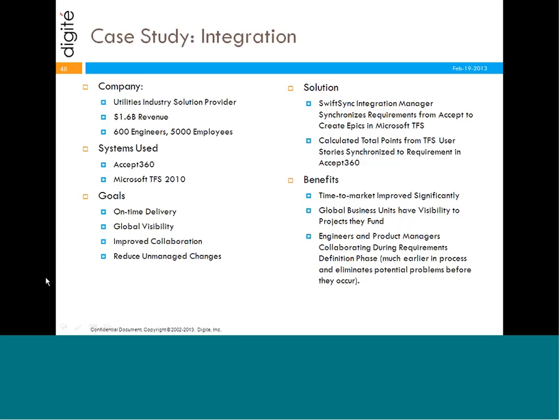So overall, benefits that they were able to achieve were time to market improved significantly, the global business units had better visibility to the projects that they're funding. So after having provided the requirements and funding a project, they were able to really understand what was going on with those requirements on the project that they're given, because they now had visibility into the development environment. And of course, the key benefit was that the engineers and product managers were able to collaborate much better during the requirements phase, because now they were able to do a far better decomposition of requirements from Accept 360 to Microsoft TFS.